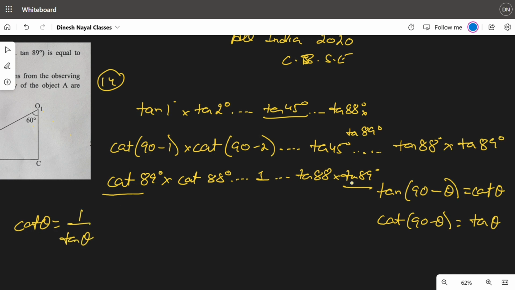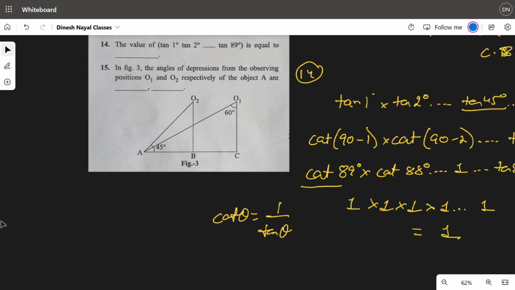So cot 89 and tan 89 will become 1. Similarly, cot 88 and tan 88 will become 1. And this process goes on, like cot 87 and tan 87 will become 1, times 1, times 1, times 1, and so on. This goes till 1 only. So the final answer will be 1 only. That's the final answer. So the answer for this is 1. Okay.